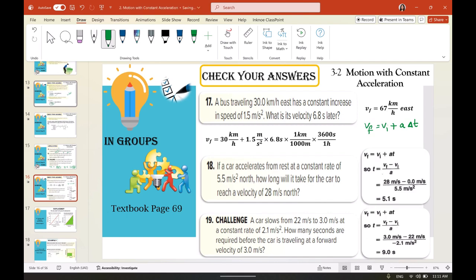So Vi is how much? Vi is 10 divided by 36, I'm writing. Solve it. Plus A is 1.5 multiplied by delta T. Delta T is 6.8 seconds. So once you solve it, you will be able to get this as the particular answer.